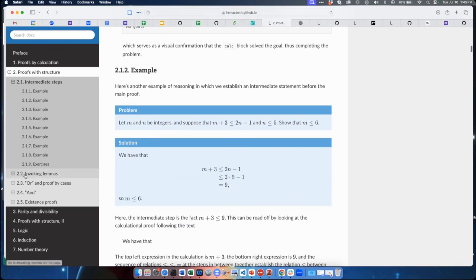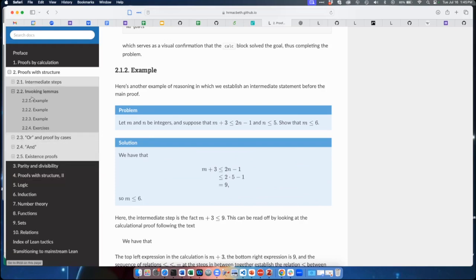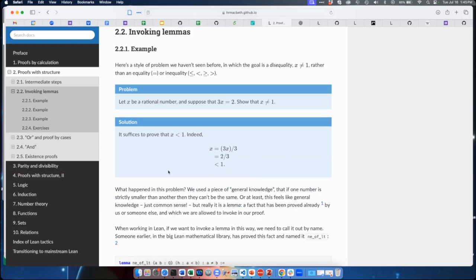Okay, next is invoking lemmas. And invoking lemmas is going to bring in this idea that you have other things you know are true, and you're going to use that information specifically in solving your theorem.